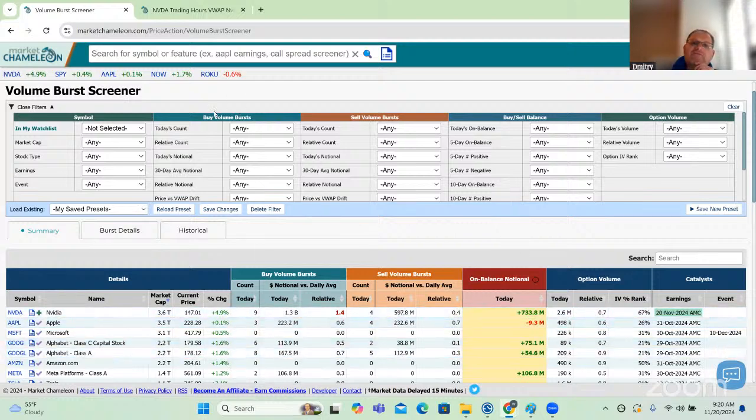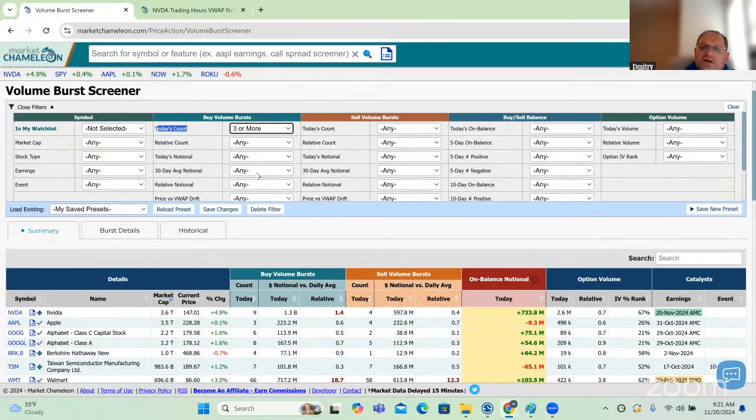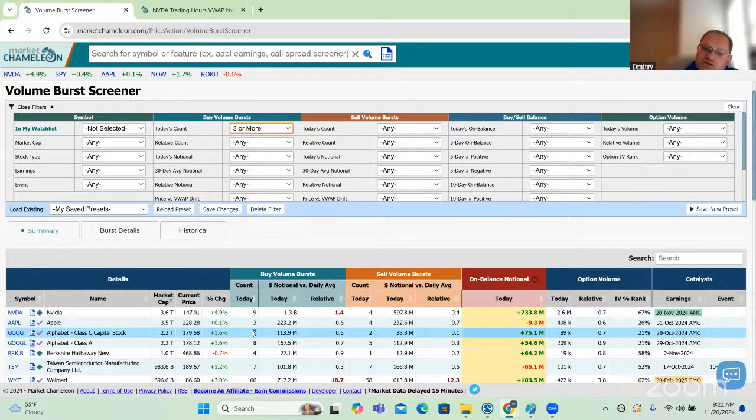Okay, so we have these filters on the buy side, and we could say I need a minimum certain amount of buy bursts. At least 1, 2, 3 or more. Okay. Let's do 3 just to see if they repeat. And now we screened it down to at least 3 volume bursts on a day. But 3 may not be a lot. So maybe we want to look on a relative count that today is higher than usual.